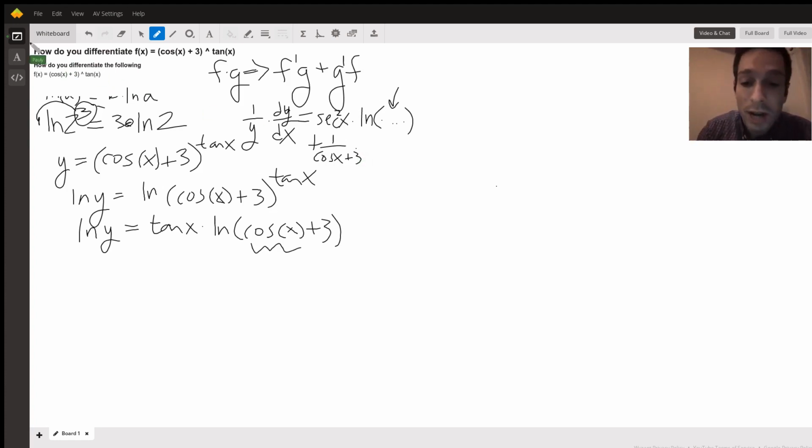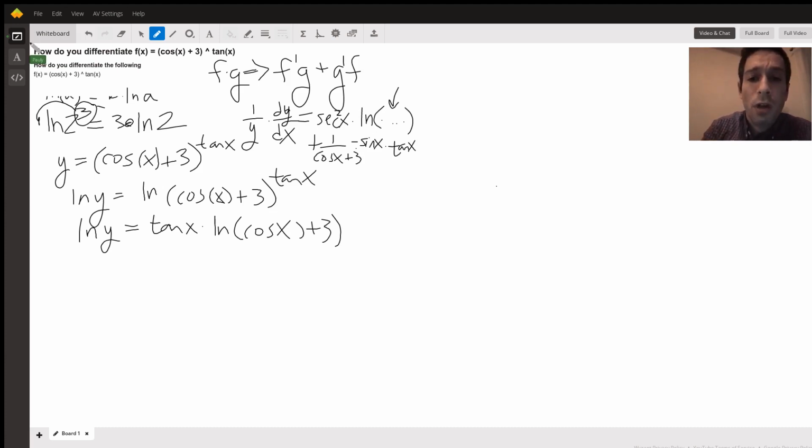So now we have to do the chain rule here. The derivative of cosine of x is negative sine of x. The derivative of 3 is nothing, so we don't have to worry about that. And then, where did I leave off? Times the first, so times the tangent of x. All right, at this point I'm going to leave it at that because I'm running out of time.